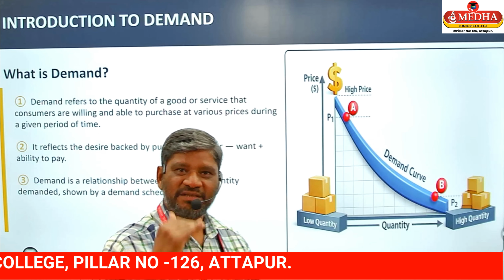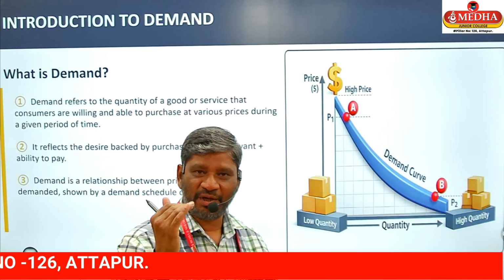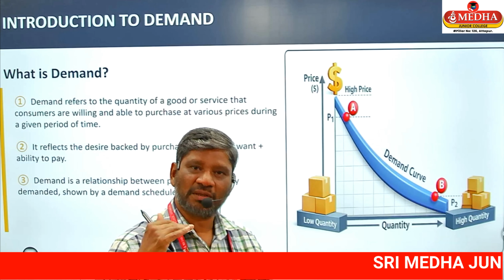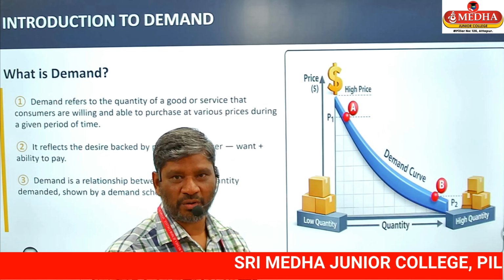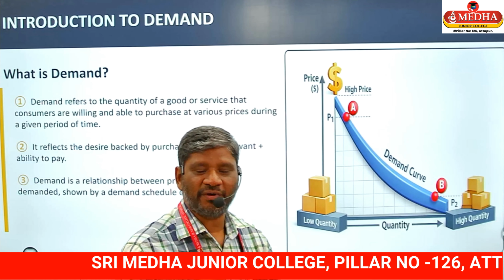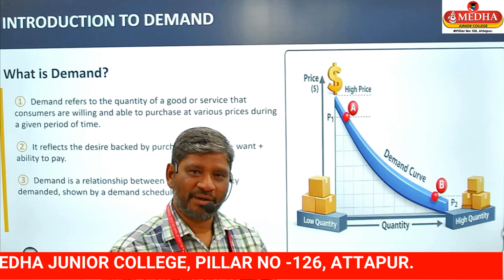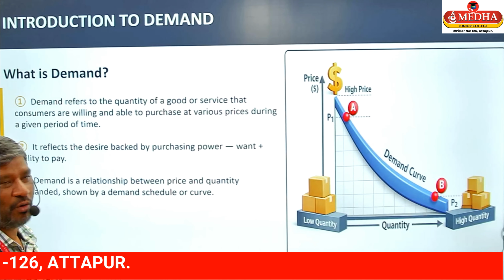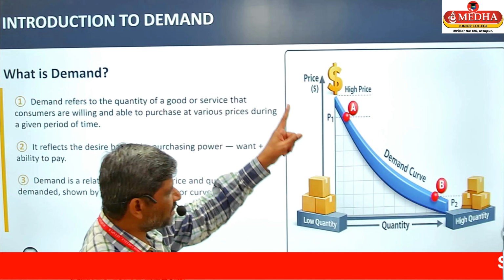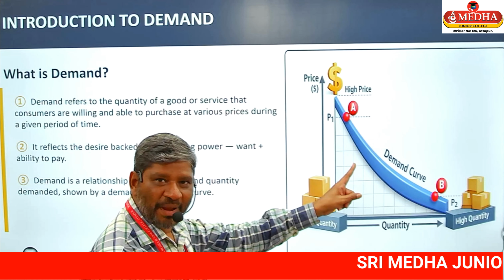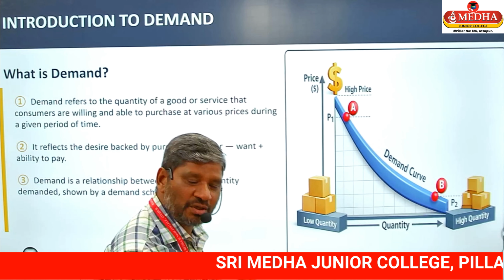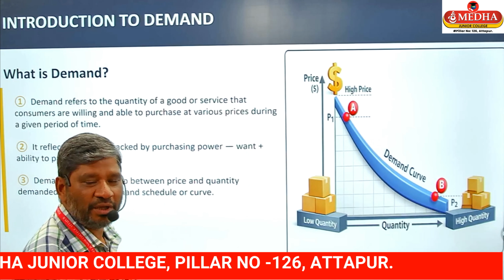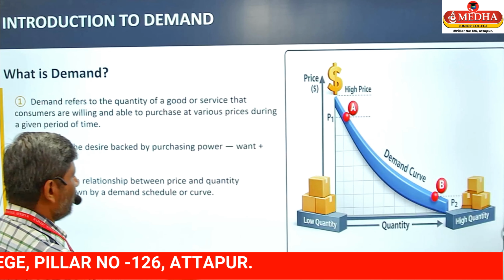When the price is more, quantity demand will be less. When the price is less, the quantity demand will be more. This shows an inverse relationship, or negative relationship, or indirect relationship. What happens in the diagram? You can see the demand curve is sloping downwards from left to right due to the inverse relationship.